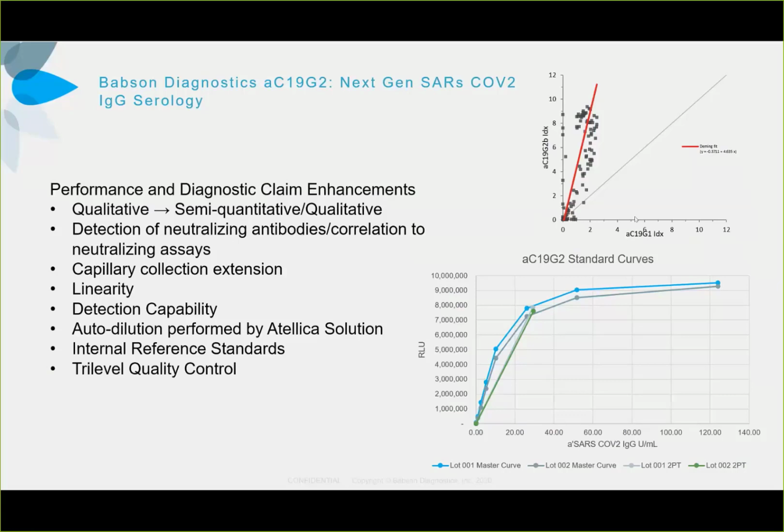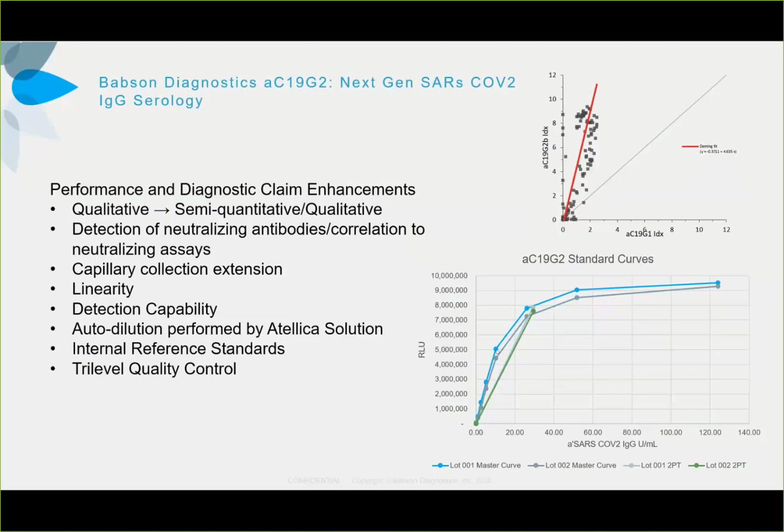Here on the right is not a great correlation, but a demonstration of the qualitative AC19G1 assay index versus the AC19G2 assay that is in development. You can see that the recovery of IgG is very limited, as there is a very limited dynamic range with the qualitative assay. And with our next generation assay, we're able to differentiate between a lot of the strength of the immune response in our positive patient samples.